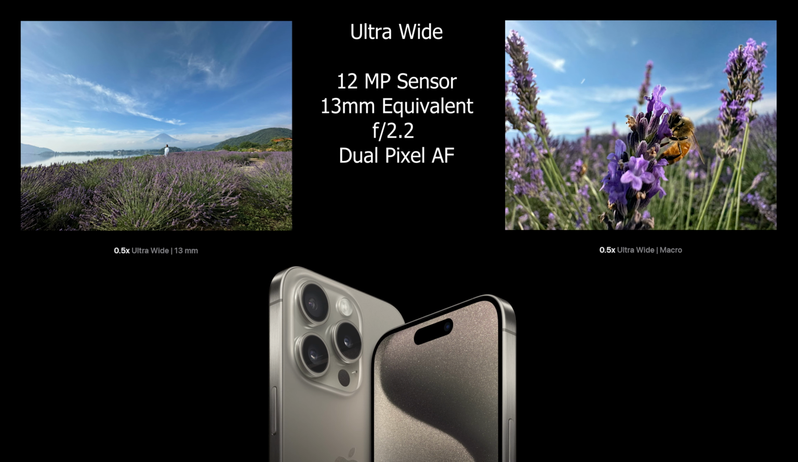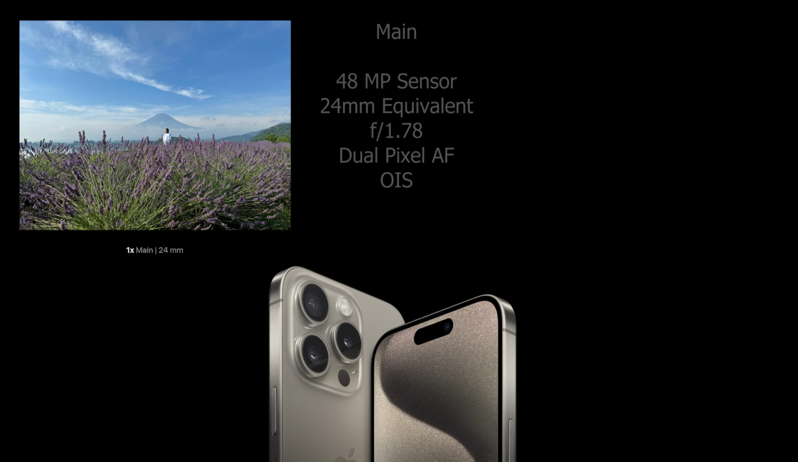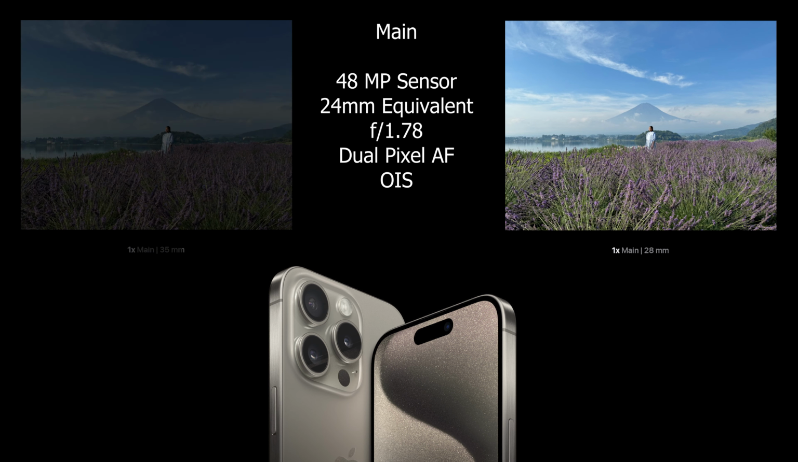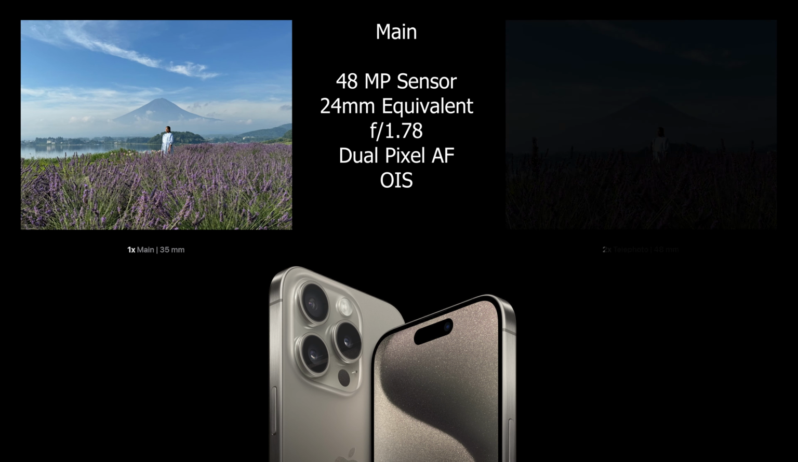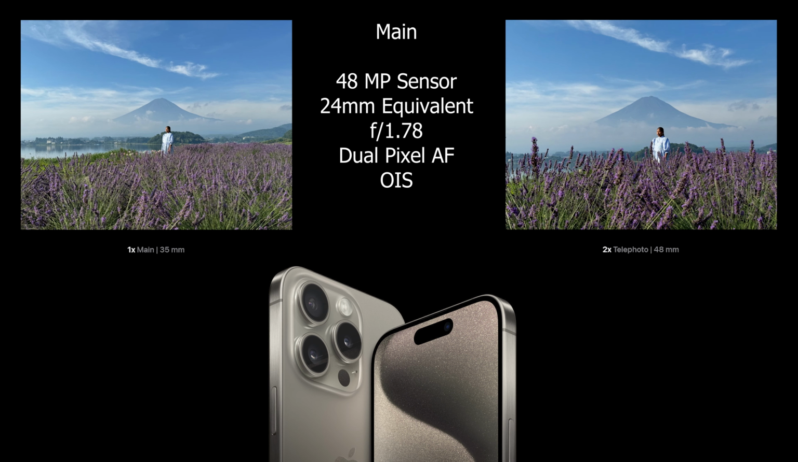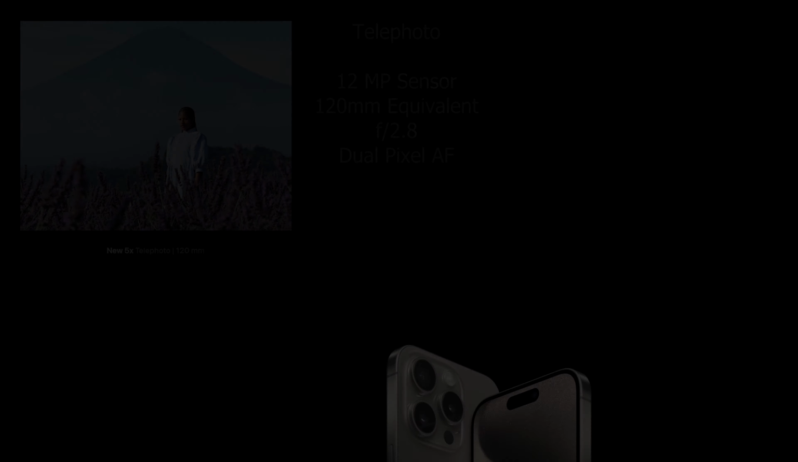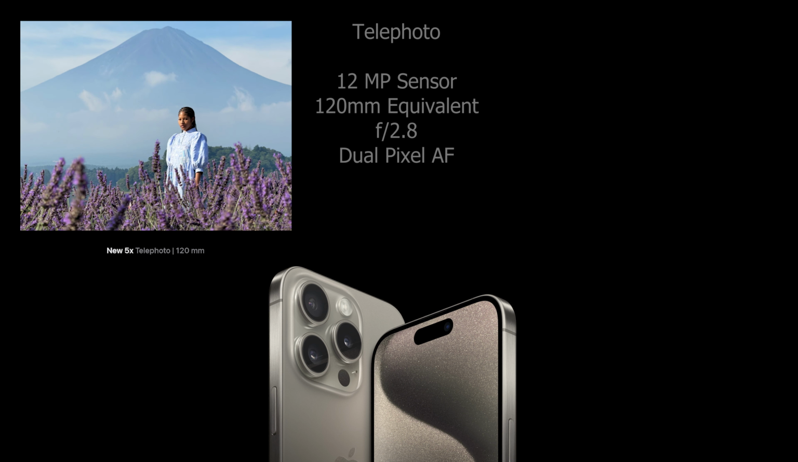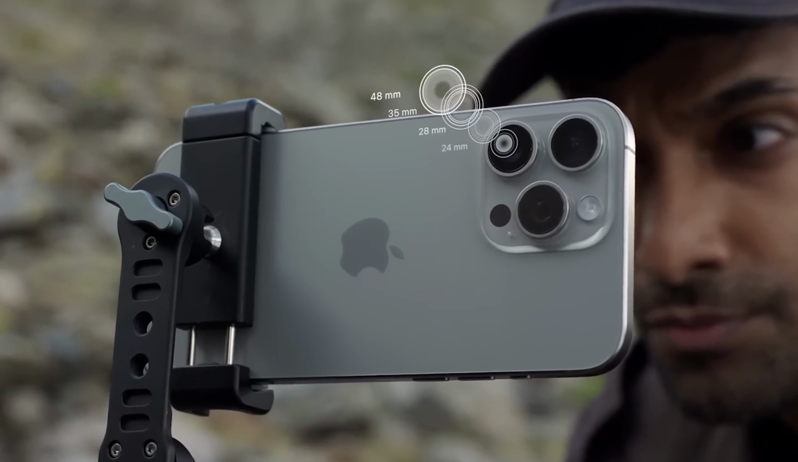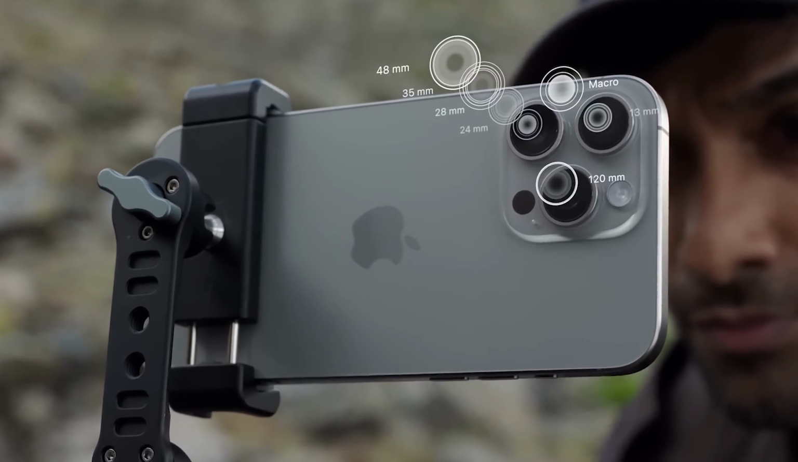The 48 megapixel main 24mm equivalent f/1.78 lens can also crop and mimic 28mm, 35mm, and a 2x 48mm lens, and the image quality remains great at these focal lengths despite the crop. And finally, on the iPhone 15 Pro Max, the telephoto lens is a 5x 12 megapixel 120mm equivalent f/2.8 lens. And this is how we get to the 7 Pro lenses as Apple describes them.